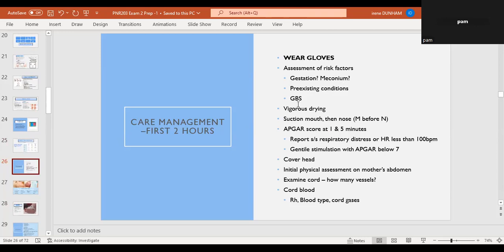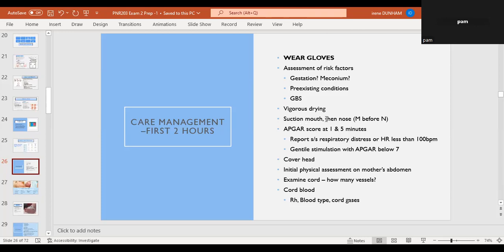Pre-existing conditions. If mom is GBS, group B strep, positive, did she get antibiotics during labor? Was there vigorous drying? If I'm going to dry this baby off, I want to make sure this baby stays warm. Let me tell you, babies lose their body heat very, very quickly, and they lose it through evaporation, conduction, convection, and radiation. So you want to make sure that you dry this baby off.